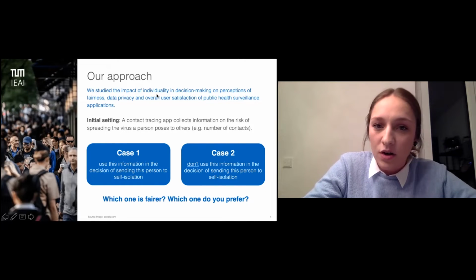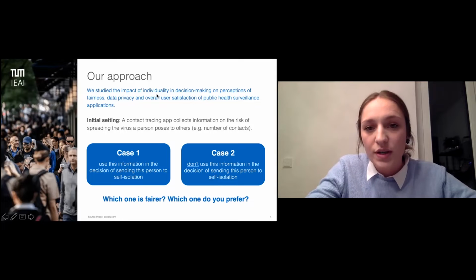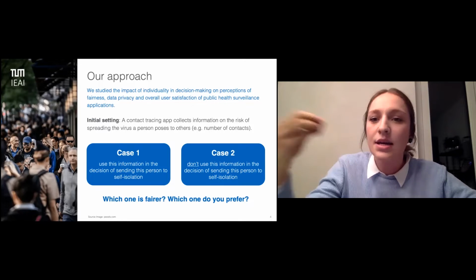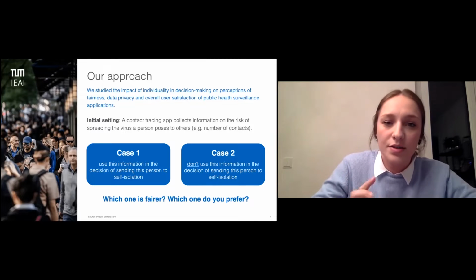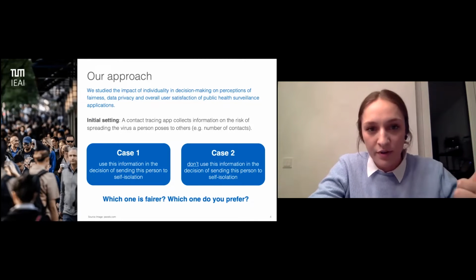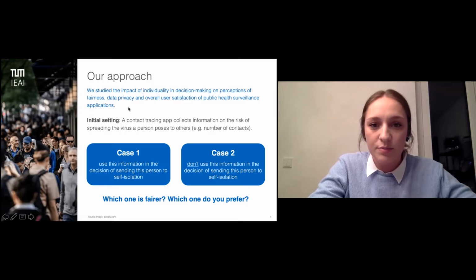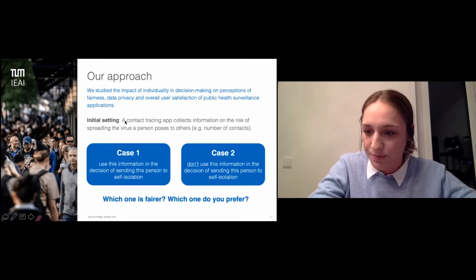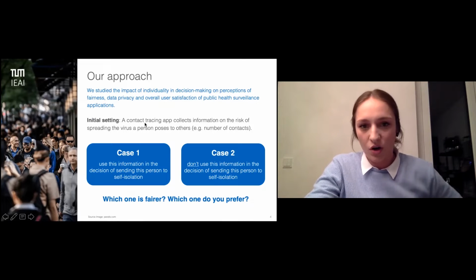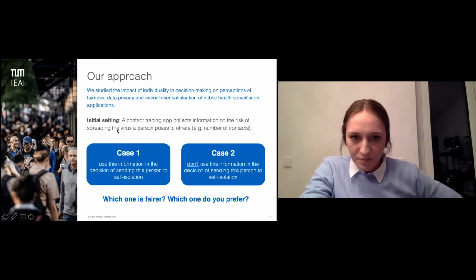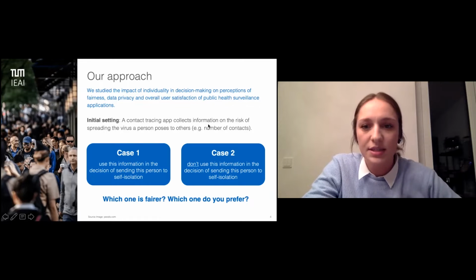Explicitly, we studied the impact of individuality, so that means including more personal criteria in the decision. And we studied the relationship between individuality and three main concepts, namely fairness perceptions, perceptions of data privacy, and perceptions of the overall user satisfaction with such an application. For that, we developed a survey and studied, let's say, a public health surveillance tool that enforces action, which is a contact tracing app.